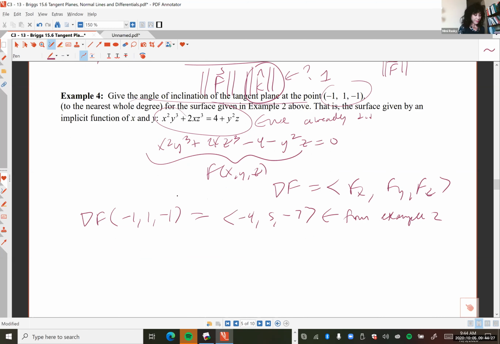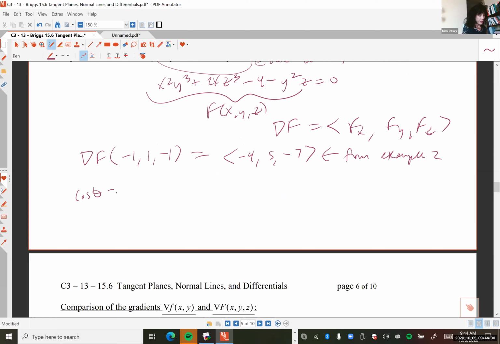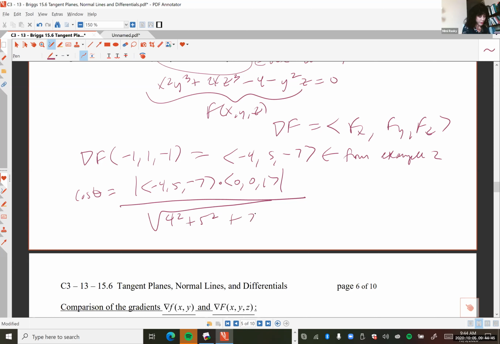And so then the cosine of this angle of inclination is going to be the absolute value of this 3D gradient dot product with the K vector. That just has components 0, 0, 1. And you're going to divide by the magnitude of this gradient. Okay, and then you'll get absolute value of -7 divided by the square root of 16 plus 25 plus 49. Oh, good Lord. I think that's 7 over square root of 90.